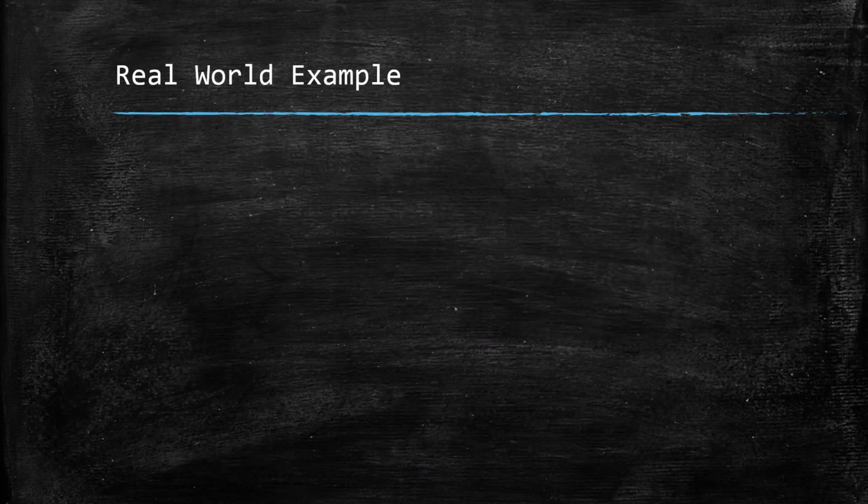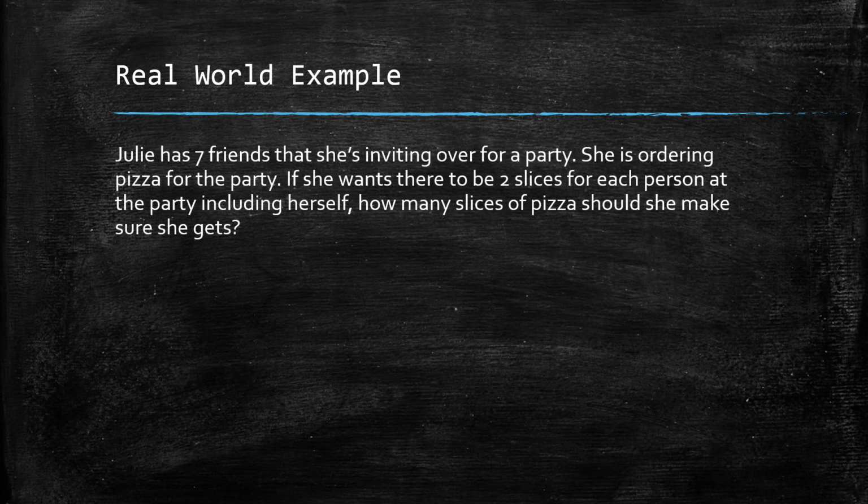How do we use multiplication in the real world? Let's look at an example of that. Julie has 7 friends that she's inviting over for a party. She's ordering pizza for the party. If she wants there to be 2 slices for each person at the party, including herself, how many slices of pizza should she make sure she gets?